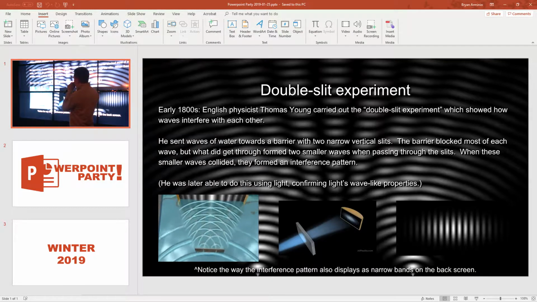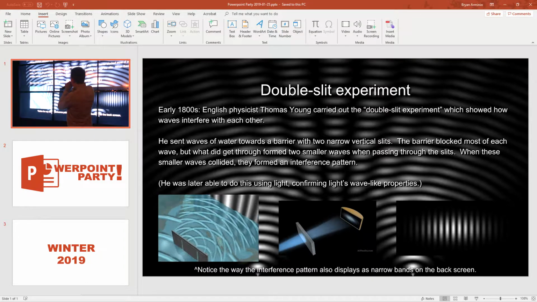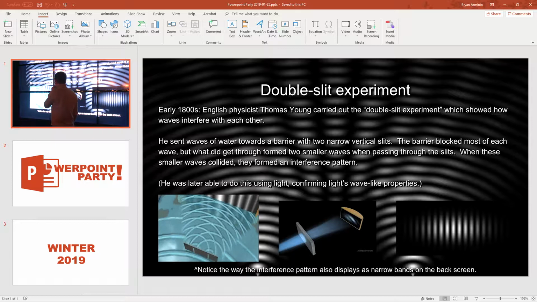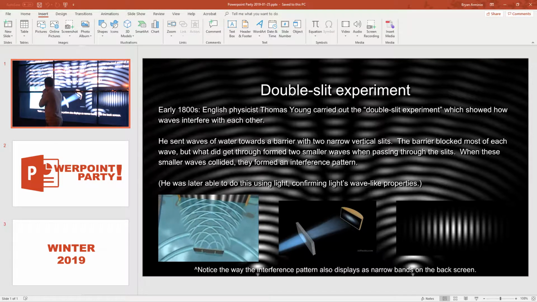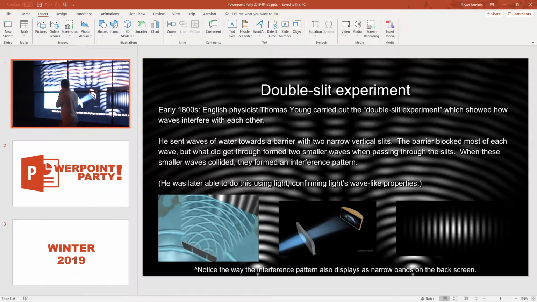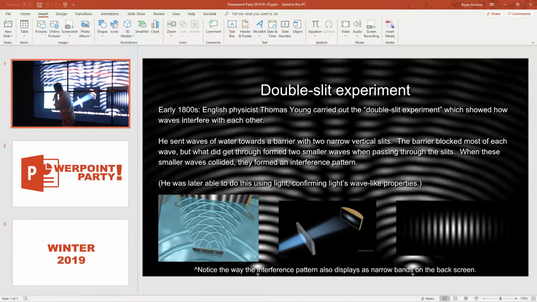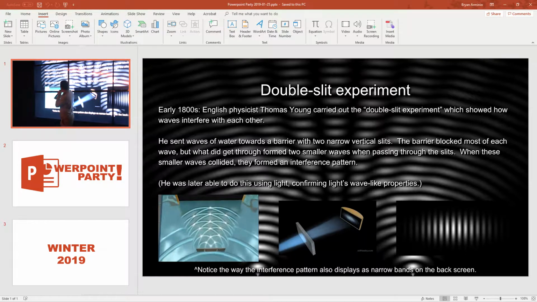The double slit experiment showed this. This was by an English physicist named Thomas Young in the 1800s. What he did was he set up a barrier with two tall, narrow slits where he sent a wave of water through. And here, it blocked most of the wave, but what got through split into two smaller waves that interacted with each other and created this cool-looking interference pattern.